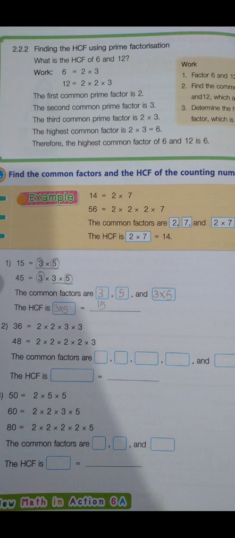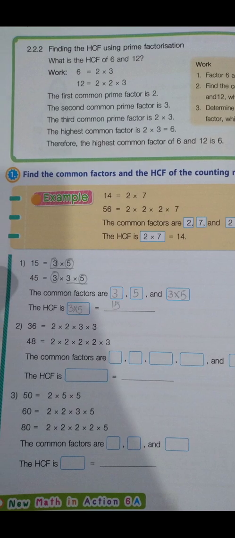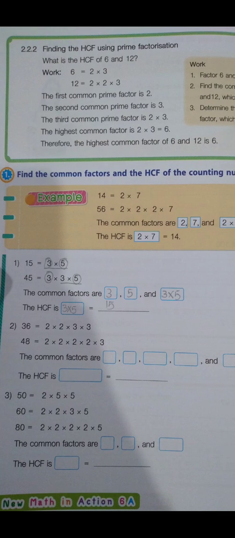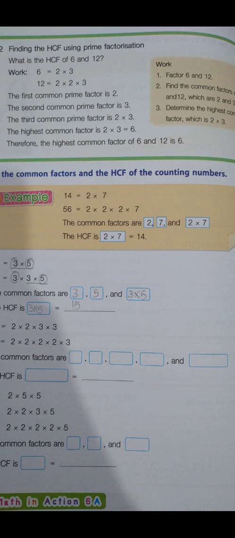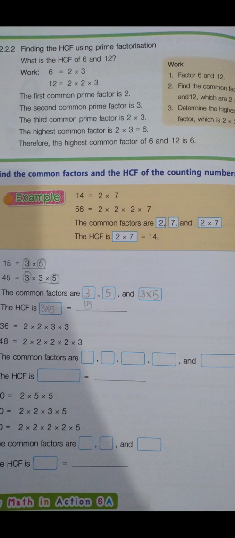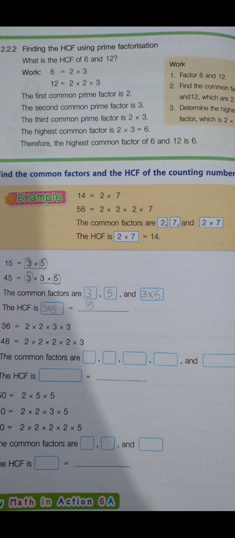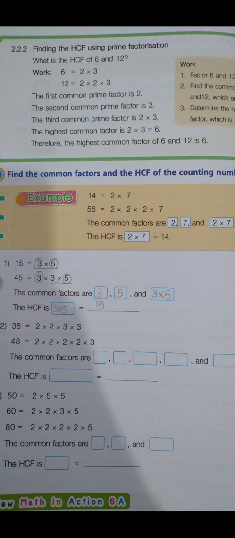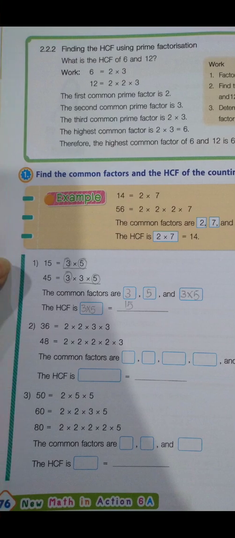Example, 14 equals 2 times 7. Right? 2 times 7 is equal to 14. And 56: 2 times 2 is 4, 4 times 2 is 8, 8 times 7 is equal to 56. So the common factors are 2, 7, and 2 times 7. They both have 2 and 7, and then 2 times 7. The HCF is 2 times 7 is equal to 14.